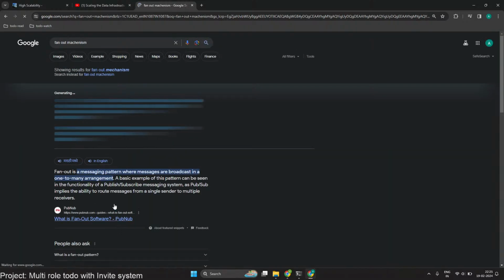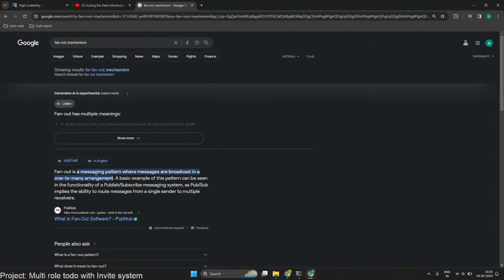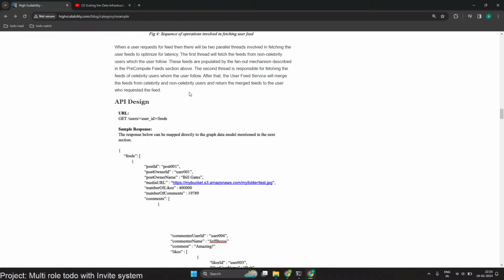So fan-out is a messaging pattern where messages are broadcasted in a one-to-many arrangement. The second thread is responsible for fetching the feed of the celebrity users the user follows. After that, the user feed service merges the feed from celebrity and non-celebrity users and returns the merged feed to the user who requested it. The response below can be mapped directly to the graph data model mentioned in the next section.